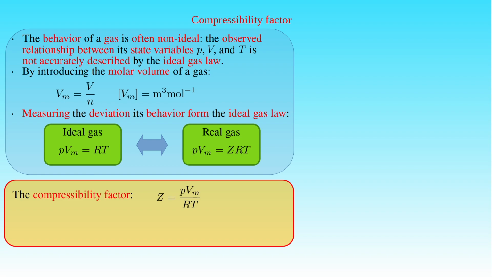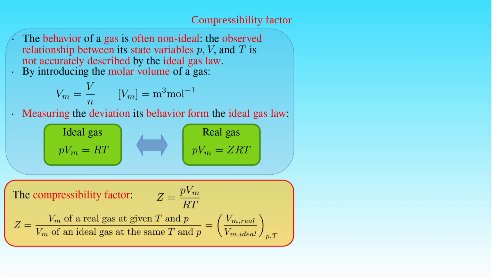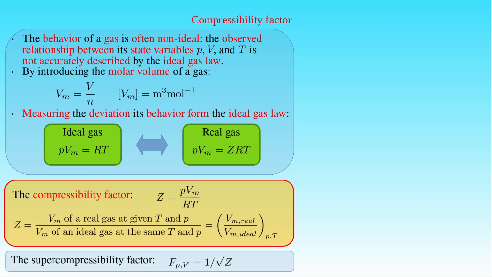The name compressibility factor indicates that it can be defined for a given real gas as the ratio of the molar volume Vm of the real gas at a given temperature T and pressure P, to the molar volume Vm of an ideal gas at the same temperature T and pressure P, if we divide the equation of state of the real gas by the ideal gas law. We note that the reciprocal of the square root of the compressibility factor Z, known as the supercompressibility factor F for given pressure P and volume V, is also in use.